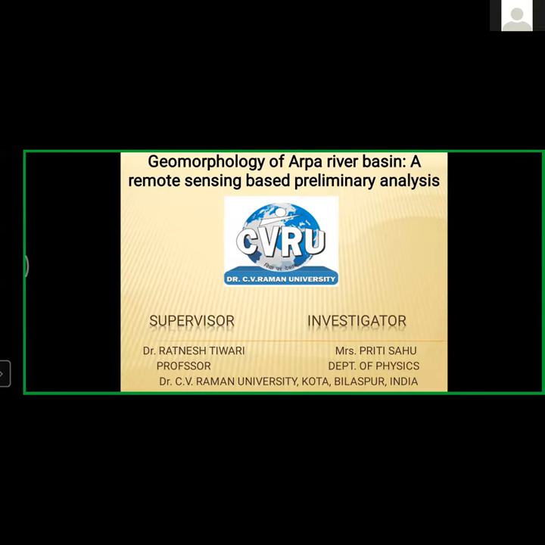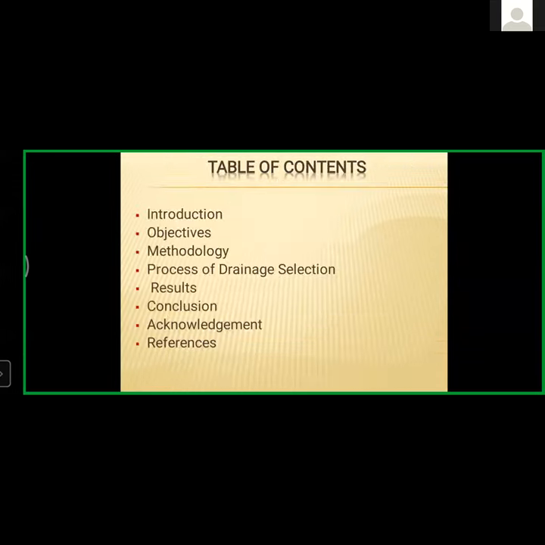The topic of my presentation is Geomorphology of Arpa River Basin, a Remote Sensing-Based Preliminary Analysis. I'm doing my PhD research under Dr. Ratnesh Tiwari, sir, from Dr. C.V. Raman University, Kota, Bilaspur. This is the table of contents I'm going to present here.